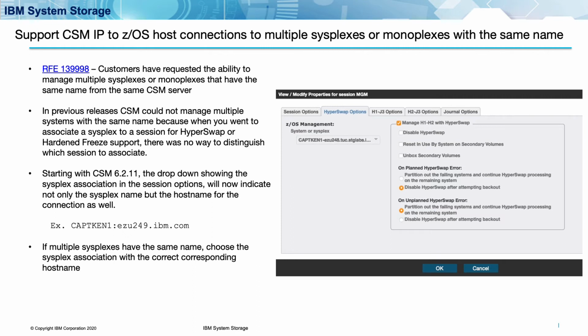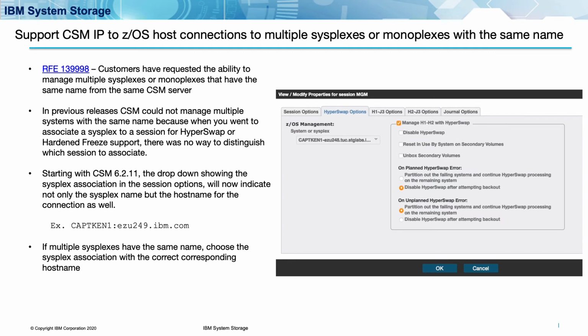But if the sysplexes or monoplexes have the same name, that drop down was only showing that name, and so you couldn't distinguish which one you wanted to associate to it. And so for 6.2.11, we've enhanced that to allow for this case. What we've basically done is concatenated the sysplex name to the host name.